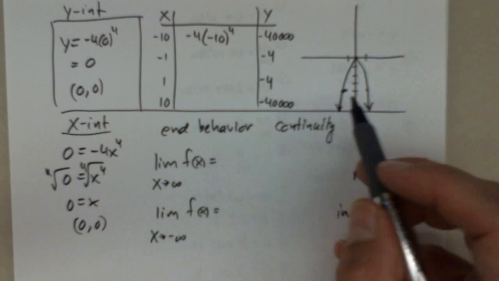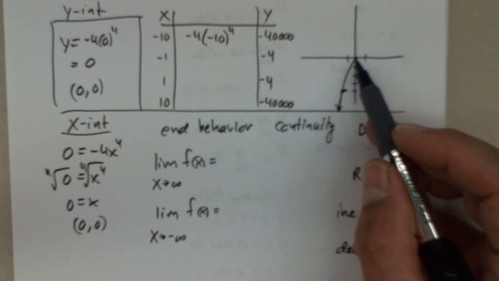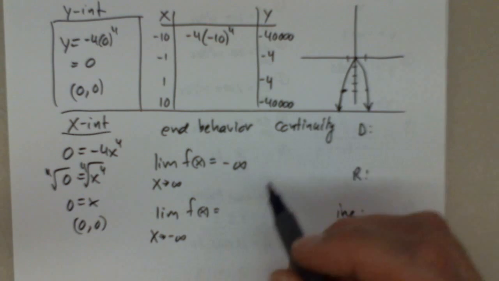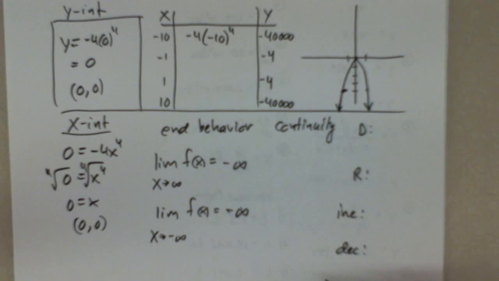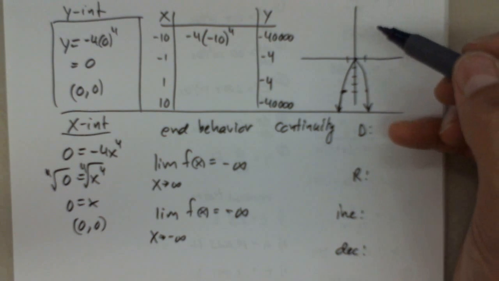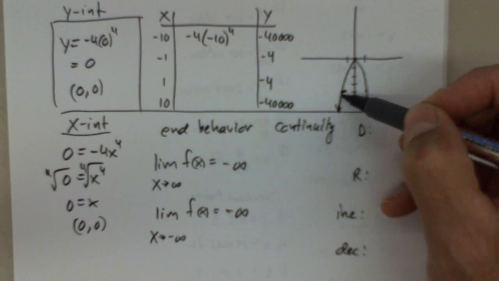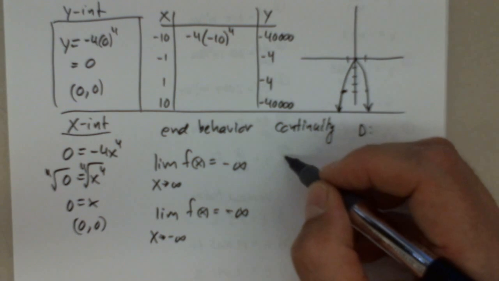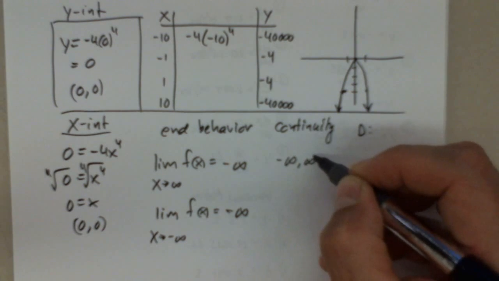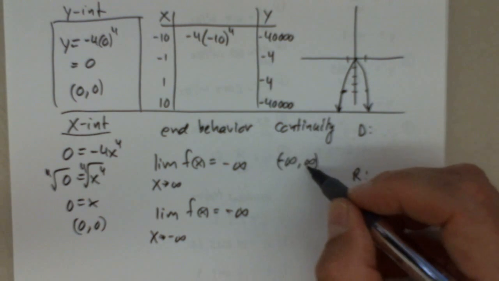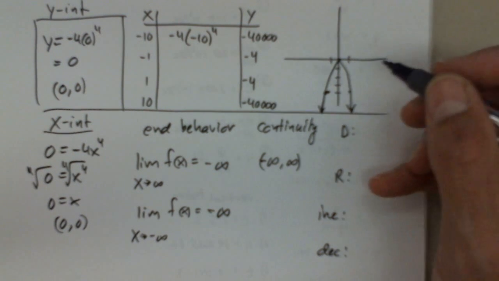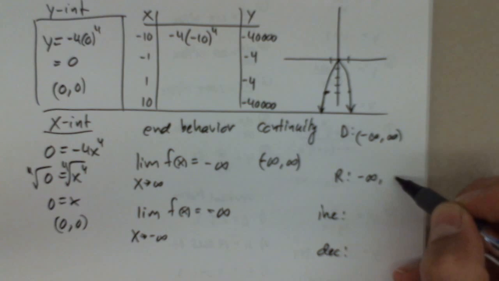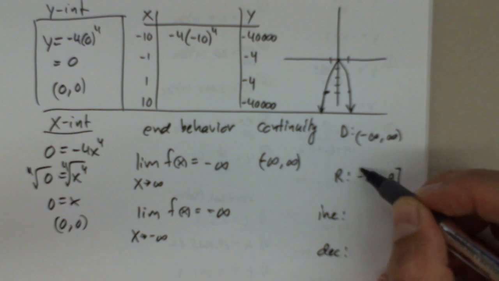As we go to the right on the graph, the y value goes to negative infinity. As we go to the left, the y value goes to negative infinity in end behavior. And continuity: we don't have any missing y values, no missing points, no asymptotes, so it's continuous on all real numbers. Domain is all real numbers. Range goes from negative infinity to 0, including 0.